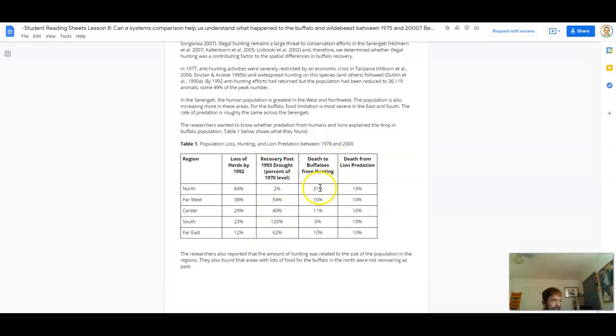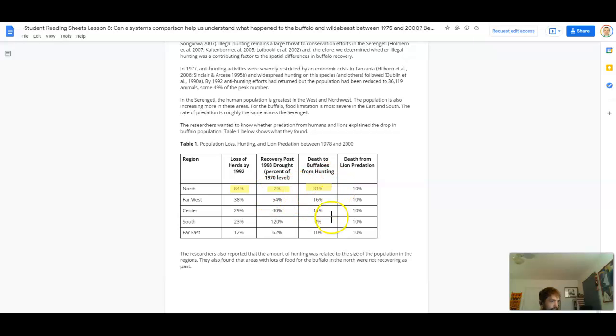So the researchers also reported that the amount of hunting was related to the size of the population in the regions. They also found that areas with lots of food for the buffalo in the north were not recovering as fast. So I just want to point out to you that this has the highest rate of death from hunting, 31%, and also the largest loss of herds, and the lowest recovery after the drought. So that is pretty convincing.